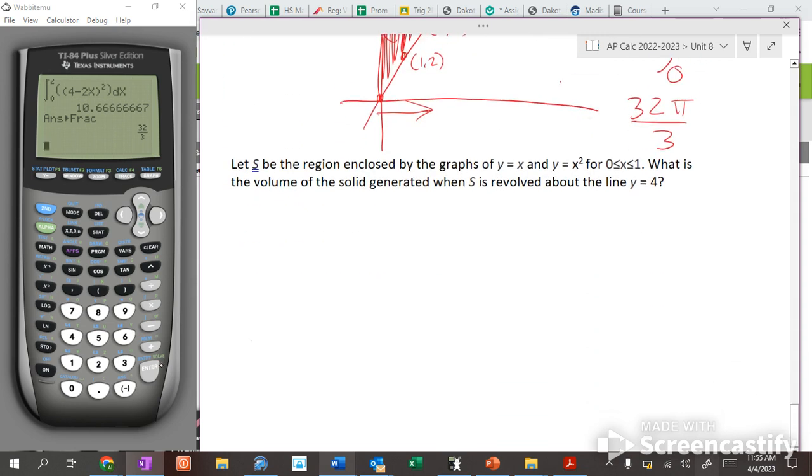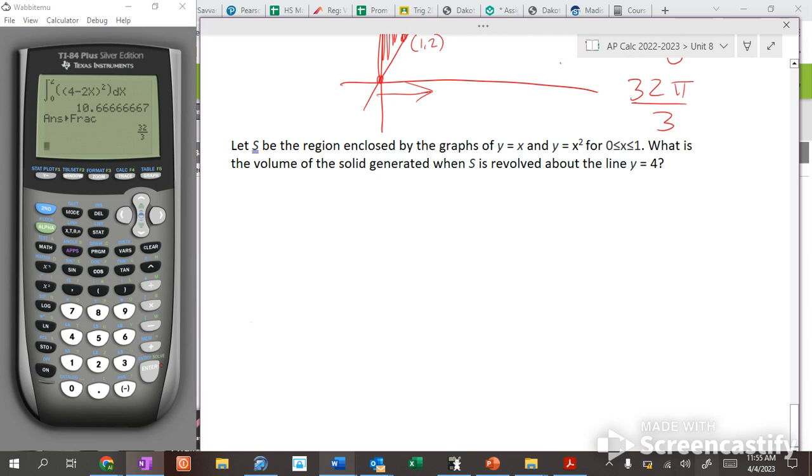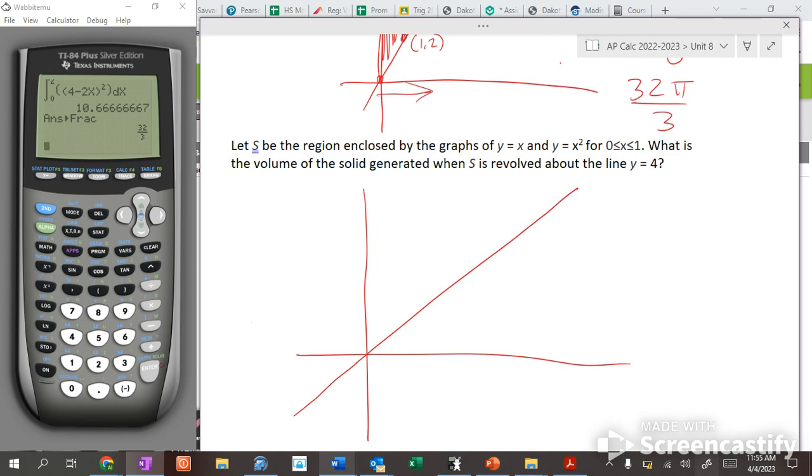All right. This one. So we have y equals x. So it goes like that. Y equals x squared. So it goes like this. From 0 to 1, because they meet at 1, 1, is where these two intersect. What's the volume of the solid generated about the line y equals 4? Y equals 4 is up here. Disk or washer method? Washer, because there's space in between.